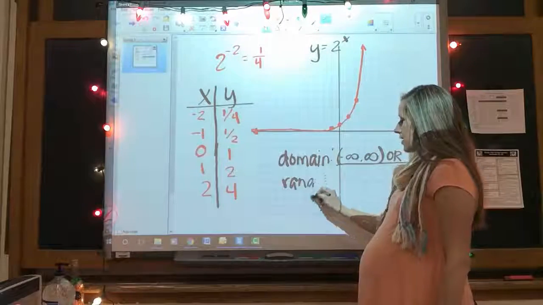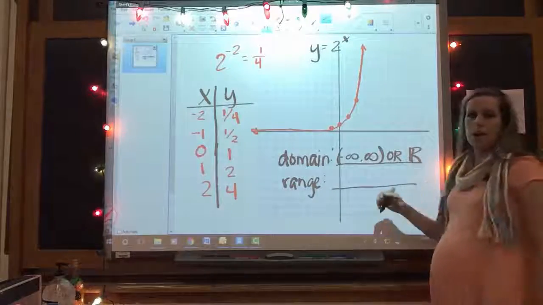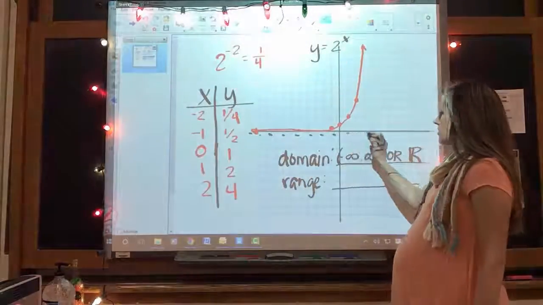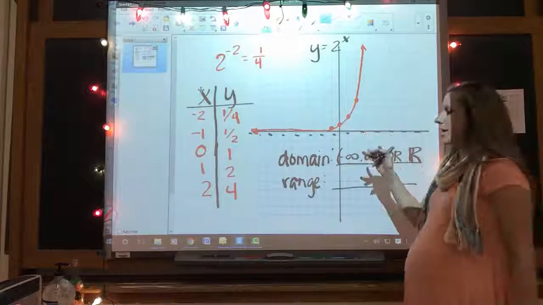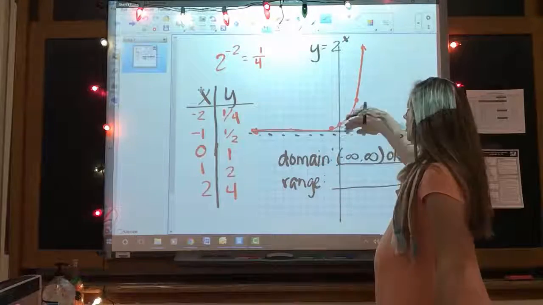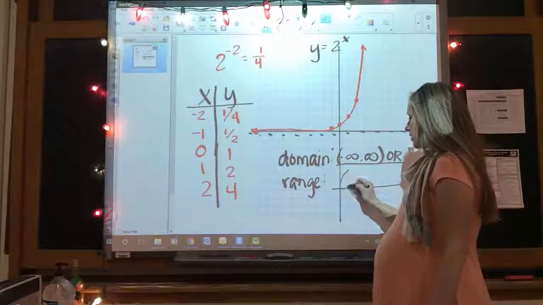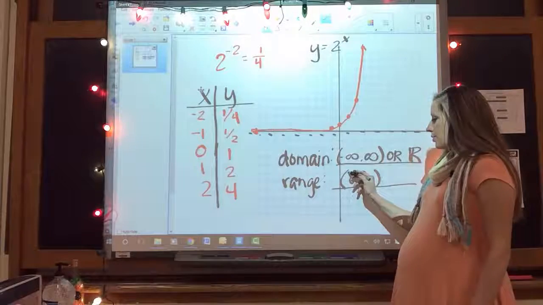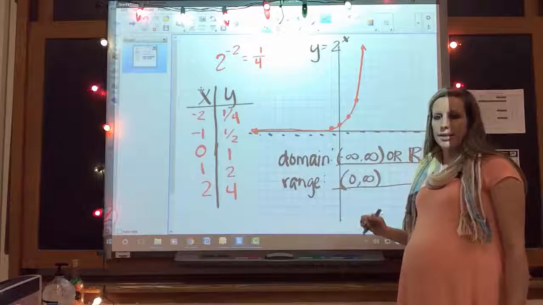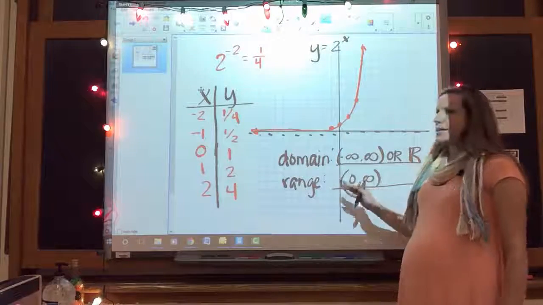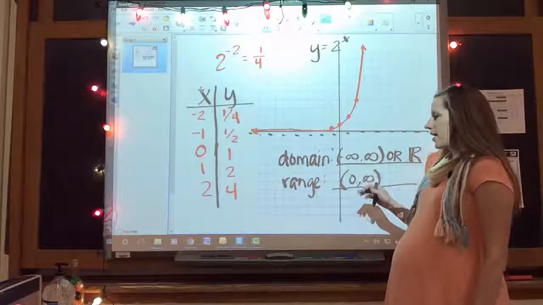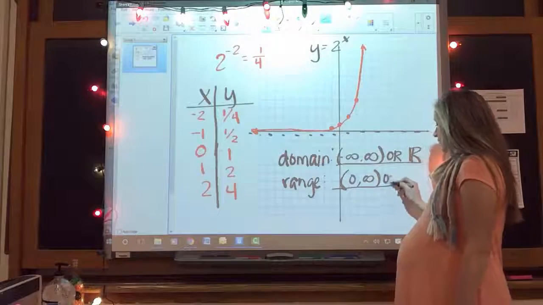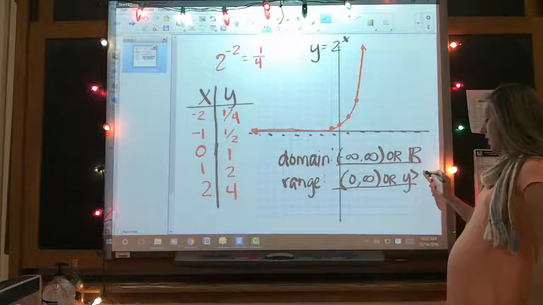The range is different because it doesn't go down forever and ever. It has a boundary point. That horizontal asymptote is the boundary point. So it's going to start at 0, and then it's going to go up forever and ever. Now, since it doesn't actually touch 0, we put a parenthesis instead of a bracket. That's just saying it doesn't include 0, but that's the boundary. It gets really, really close to it. Or you could say y is greater than 0.